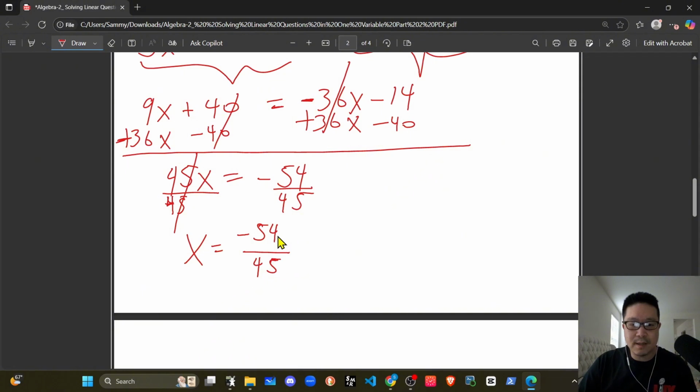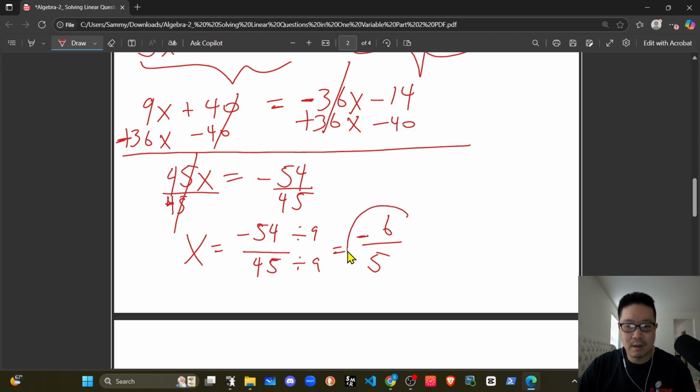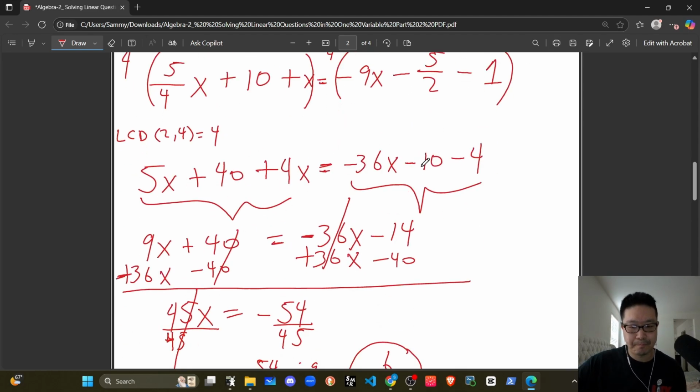Now, this is the correct answer. However, I believe your teachers are going to want your answers in reduced form or simplified form. So this fraction actually has a greatest common factor, GCF, of 9. So we're going to divide the top and bottom by 9. Okay, and when we do that, we get negative 6 over 5, right? 9 goes into 54 6 times. And that's going to be your answer, negative 6 over 5. And once again, I'm going to leave it up to you to see if we did this correctly.